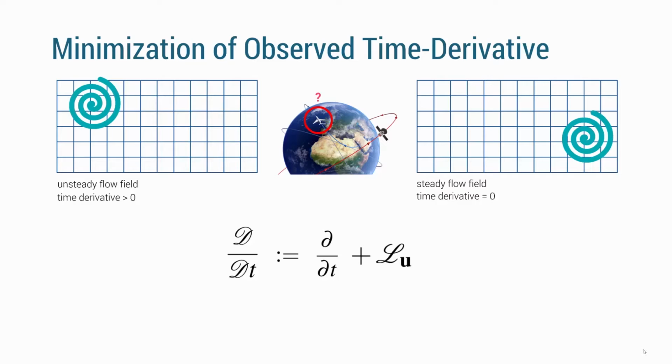The important thing here is to keep in mind that we do not know the observer that minimizes the time derivative, so we cannot simply use the partial derivative. Instead, we have to define the observed time derivative and use this differential operator in an optimization procedure to find the observer that perceives the flow field to be as steady as possible.